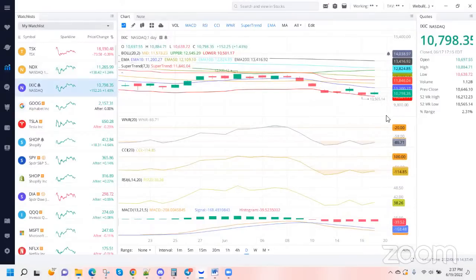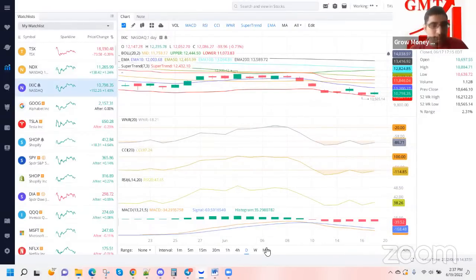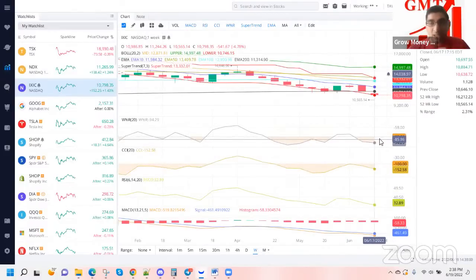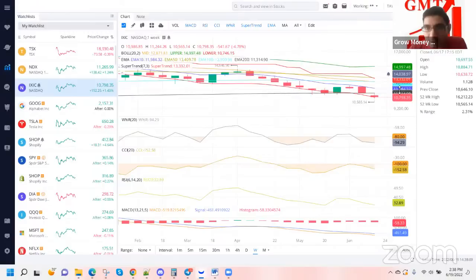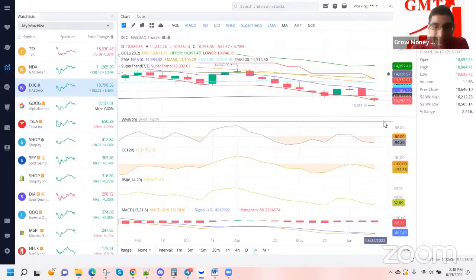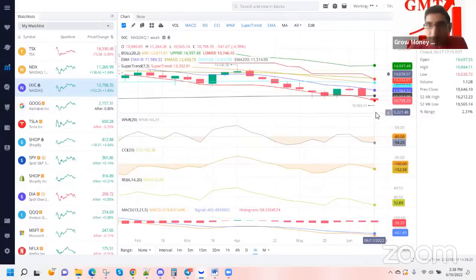So similarly for IXIC, on the daily chart, the indicators have reversed. On the weekly chart, the almost doji candle is sitting on the lower Bollinger Band. The indicators are still downward, and as Vivek sir mentioned, it still looks weak on the weekly chart.